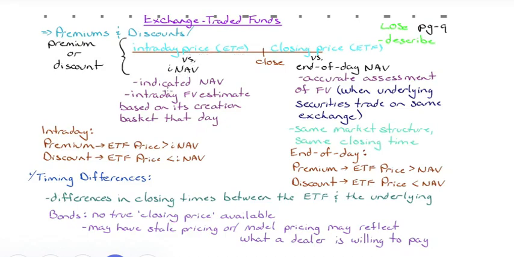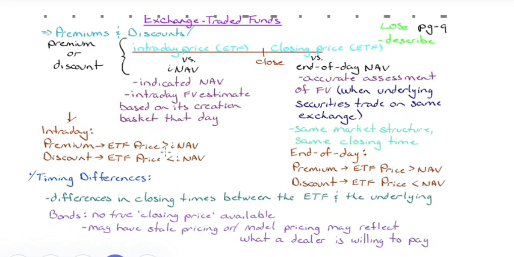We compare these prices with 2 different measures of NAV. During intraday, we'll compare it to what's called indicated NAV, indicated net asset value. This is the intraday fair value estimate based on the creation basket of the ETF for that day. The authorized participant would have up on their screen an indicated NAV based on an algorithm that says, okay, this is the creation basket for the day. Let me go and find these real-time prices, and at any point in time, I'll give you a real-time value of what the ETF share would be based on its indicated NAV, and you can compare it to the intraday price.